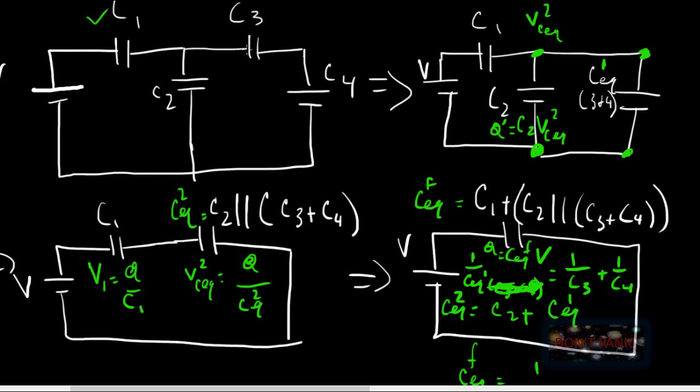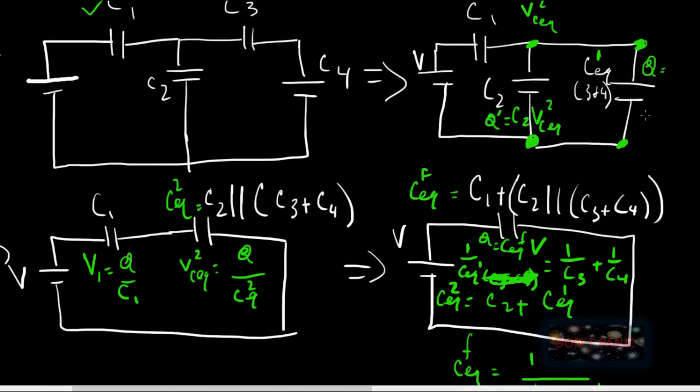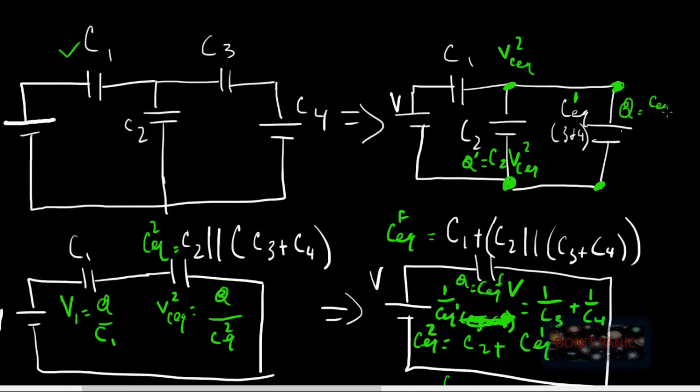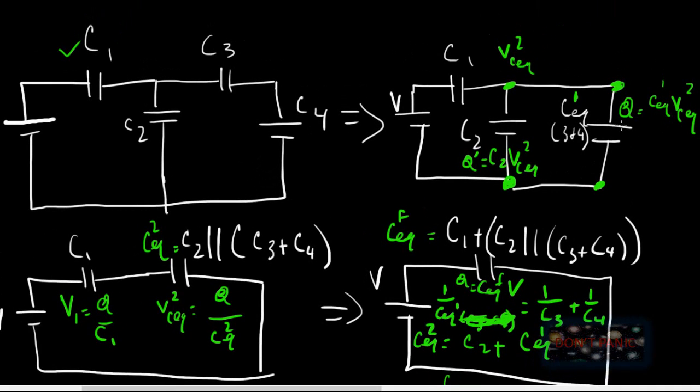Now we're left with C3 and C4. We know that the voltage across the equivalent combination of these is the voltage that we just saw. So the charge on this capacitor is going to be C equivalent 1 times the voltage across the equivalent capacitance of the second combination. This charge is going to be the charge on each one also, because they're in series.